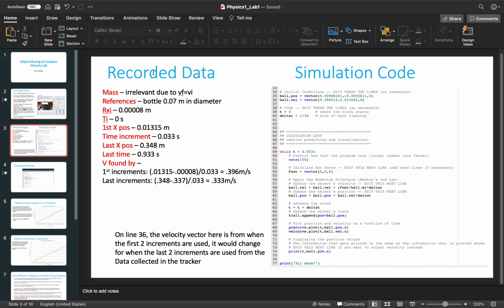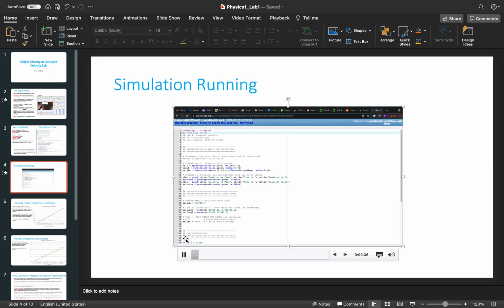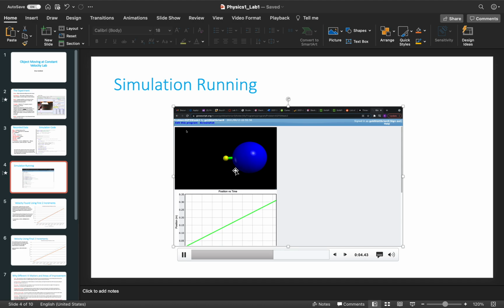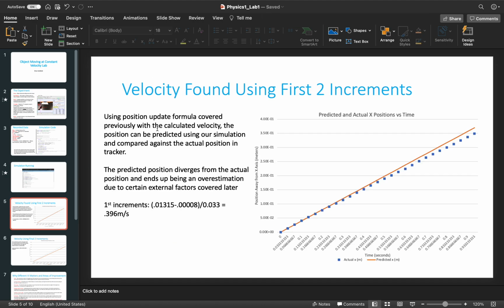You can pause to look at the recorded data that I have here, and this is the simulation code that I had to run the prediction data. Here's the velocity vector, and as you can see, the F net is a zero vector. This is the simulation running in GlowScript. It's very simple, it's just the ball moving to the right.